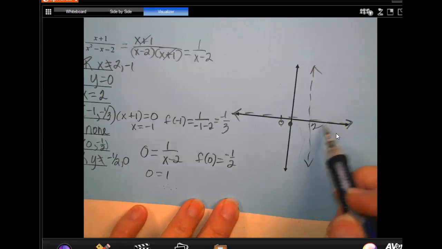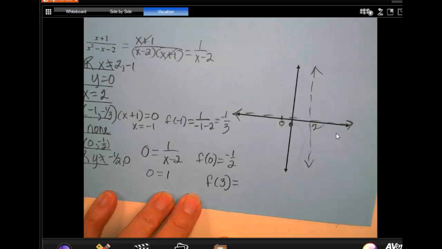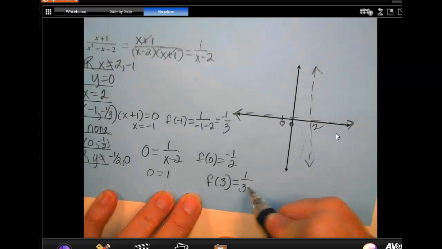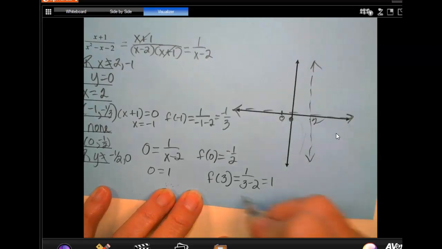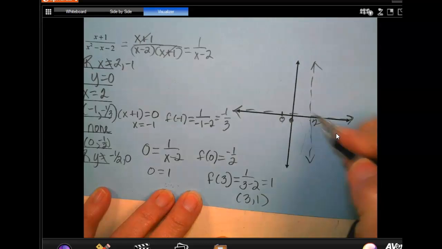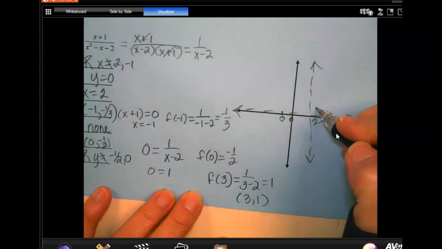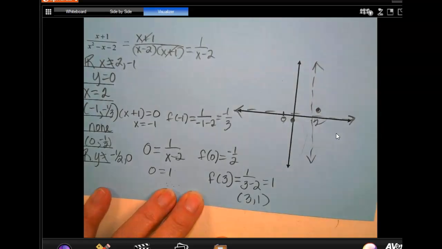So I got to test one. So let's do f of 3. So if I do f of 3, I'm going to do 1 over 3 minus 2, and that gives me 1. So that means the point is (3, 1). So I'm next to the 2 and up 1. So this is a point on that branch up there, correct?